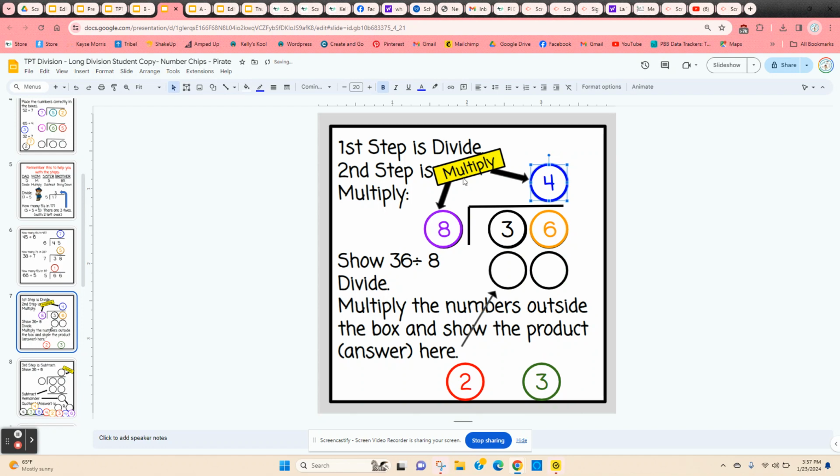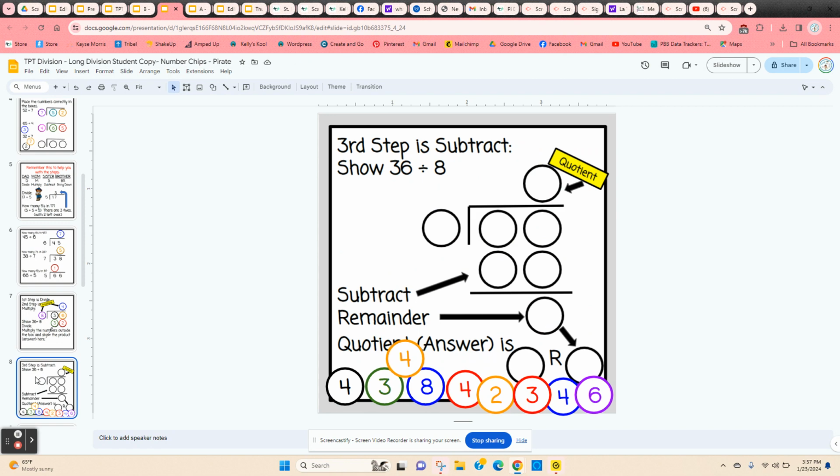And then the next step is multiply. So they're going to multiply these numbers outside the box. 8 times 4 is 32. So that's just the first 2 steps of the long division. Divide and then multiply.